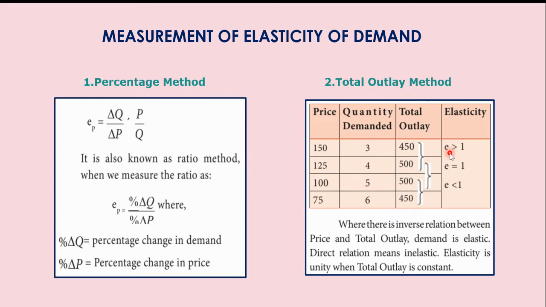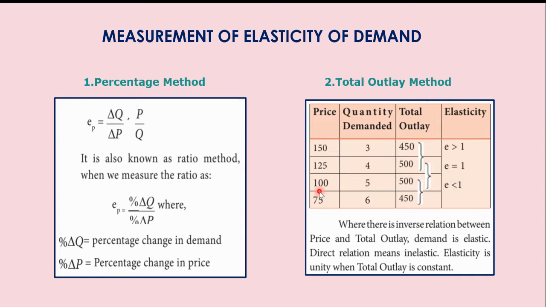So here elasticity is greater than 1. When the price is 125, a consumer is buying 4 units, that is equal to 500. When the price falls to 100, the quantity demanded increases to 5. So total outlay is 500. Now look at these two. Initial expenditure was 500. Now the expenditure is 500. So there is no change in the expenditure or in the total outlay. So the elasticity is equal to 1.